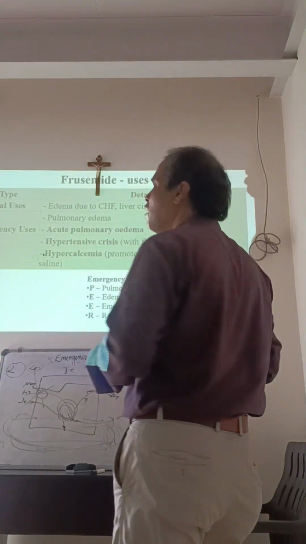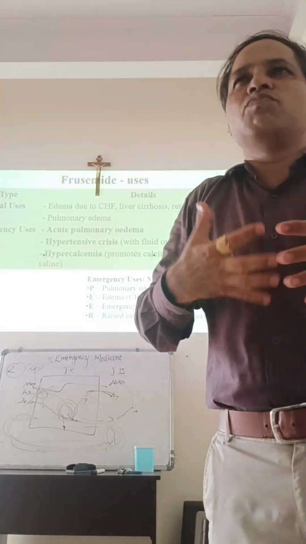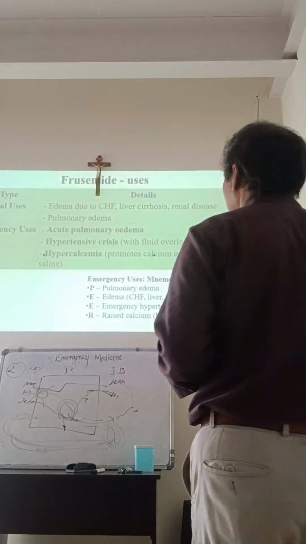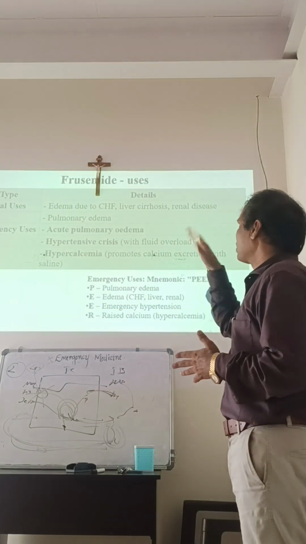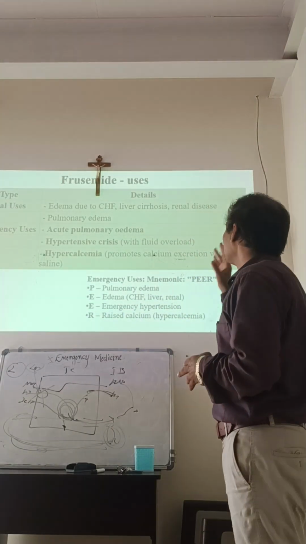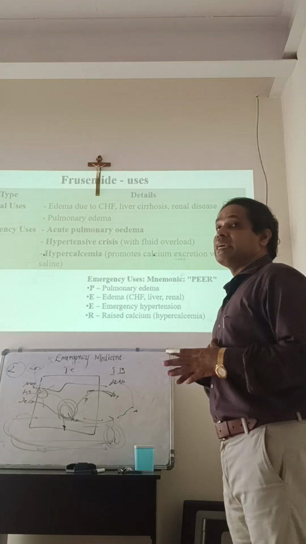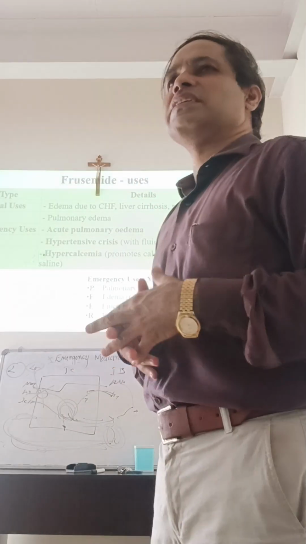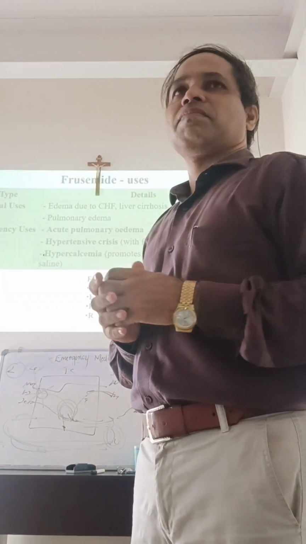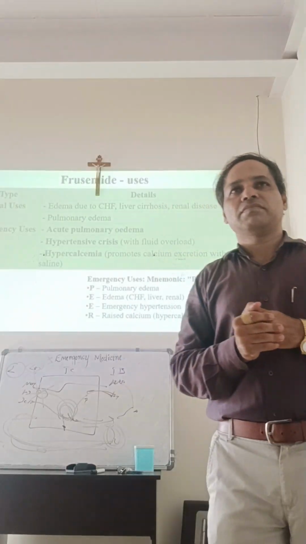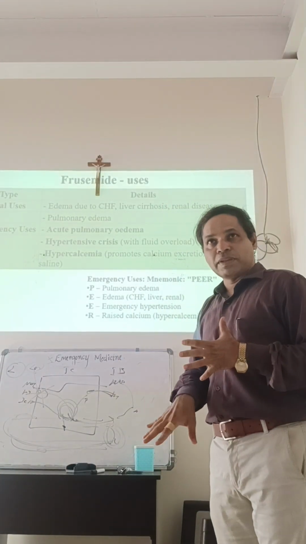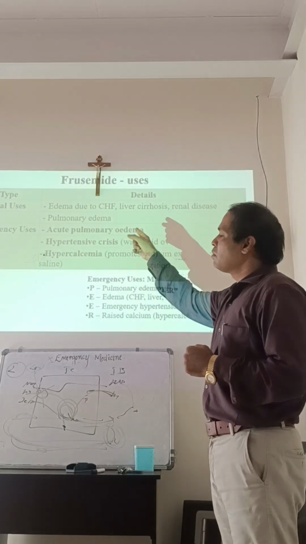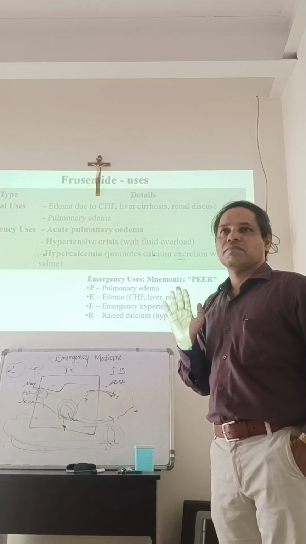General uses: edema due to congestive heart failure. More and more body volume is increasing in the blood, and you want to remove excess fluid from the blood, so you give this. Edema from liver cirrhosis and renal disease, and pulmonary edema. In pulmonary edema, the patient cannot breathe properly, with full breathlessness. The drug of choice is furosemide. It rapidly relieves the pulmonary pressure, even before the diuretic effect takes place. So the drug of choice for pulmonary edema is furosemide.